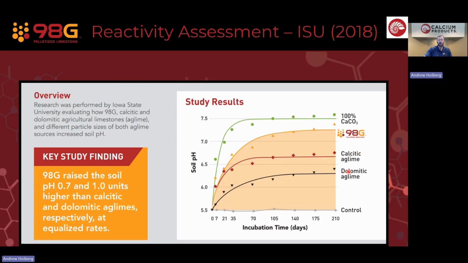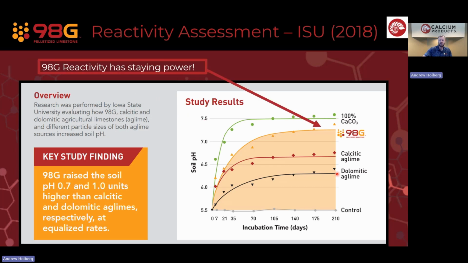And again, we talked about how dolomitics are supposed to have better neutralizing potential because of that molecular weight difference between calcium and magnesium. But what we saw here, at the end of this study, was that the difference between 98G and calcitic was 0.7 units of pH. And again, we talked about how significant that is on a logarithmic scale, and an entire unit of pH difference between 98G and the dolomitic ag lime. So there was a huge difference in how these materials perform based on that state scoring system.